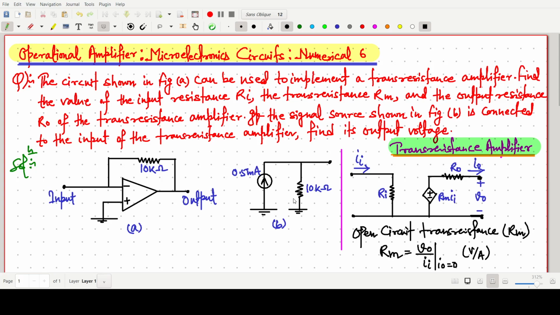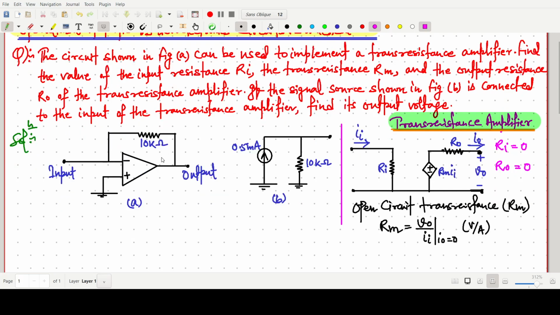We have to find Ri, Rm, R naught, everything. And ideally for the transresistance amplifier, the Ri value, the input impedance, will be 0 and output impedance will be 0. So this one is the important observation: Ri 0, R naught 0. Okay, so now we will solve this problem.